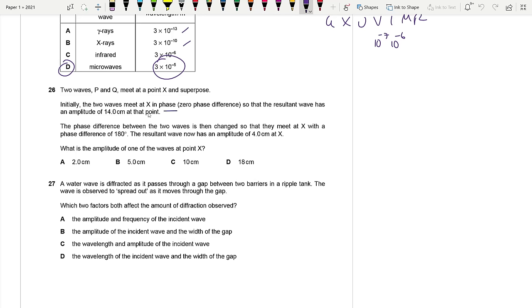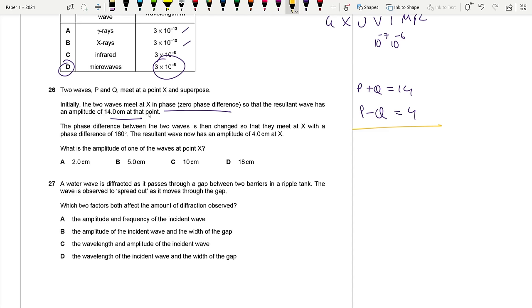So, guys, when they had zero phase difference, the resultant amplitude was 14. So constructive superposition occurred and P plus Q was equal to 14. Okay? Now, the phase difference between the two waves is then changed so that they meet at X with a phase difference of 180. So destructive superposition is occurring. And the resultant wave now is 4. So it's like this. P minus Q is equal to 4.